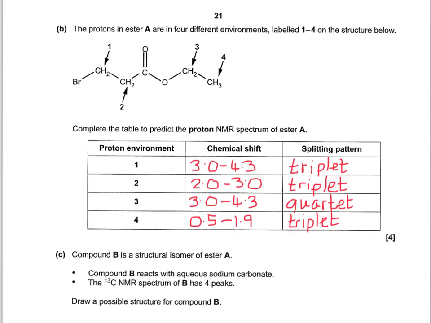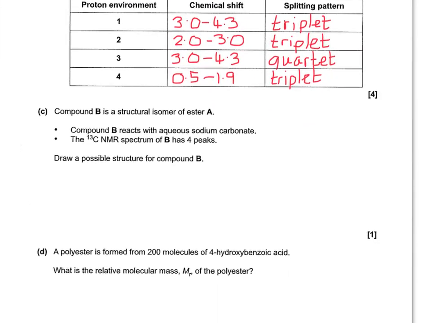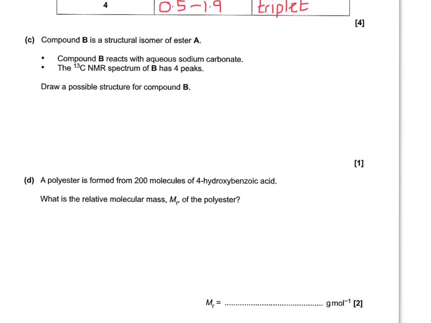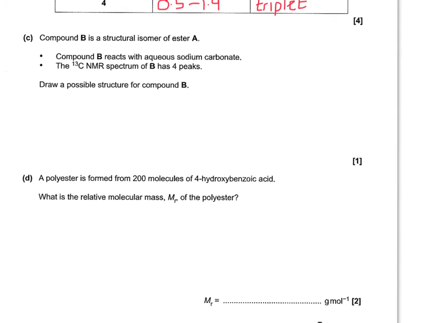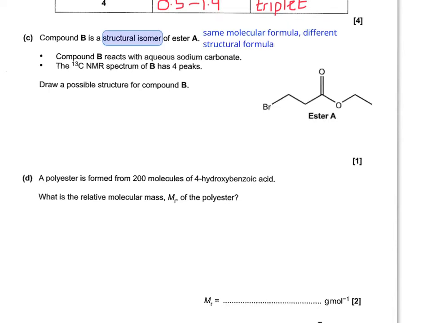So if I move it down, it says compound B is a structural isomer of ester A. So what we'll need to do is go back and get a picture of ester A and just pop it in here so you can see it. Remembering that compound B is a structural isomer of ester A, we now need to stop there and decide what the molecular formula of our compound is going to be. That means we can use that as a reference point to check what we're coming up with.